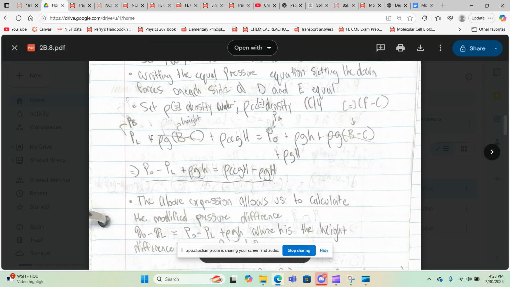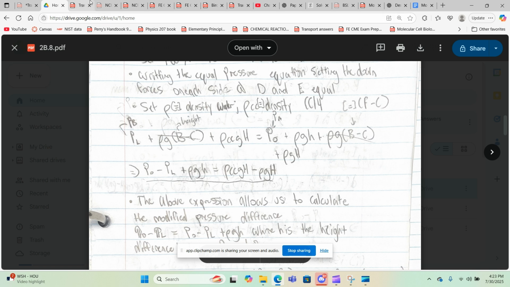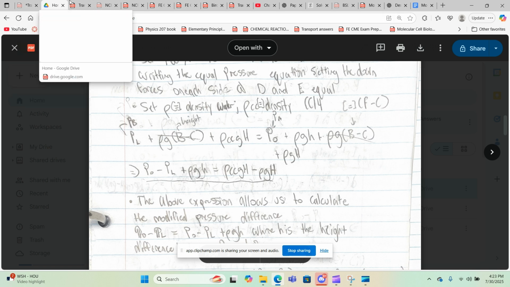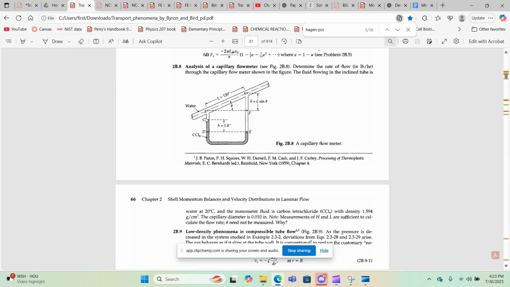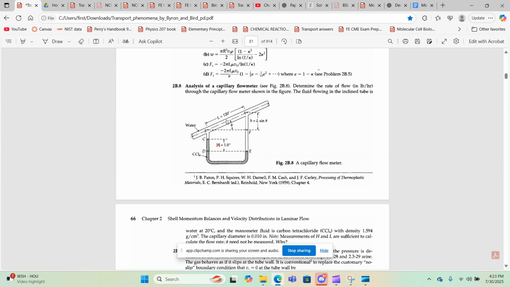So yeah, this side of the equation represents the pressure at D, and the other side of the equation represents the pressure at E, sorry. And you can set these equal because there's an equal amount of fluid below each of them.